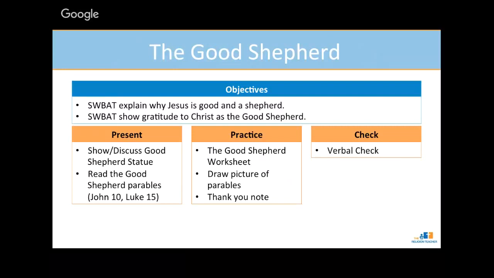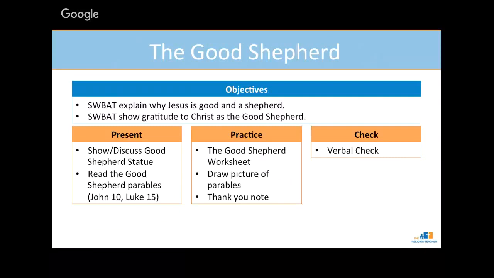Good Shepherd lesson. The objectives might be to explain why Jesus is good and a shepherd. So those are two important things. What is it that makes him good, and what is it that makes Jesus a shepherd? He talks about himself as a shepherd often in the Gospels. Show gratitude to Christ as the good shepherd would be another objective you might have.